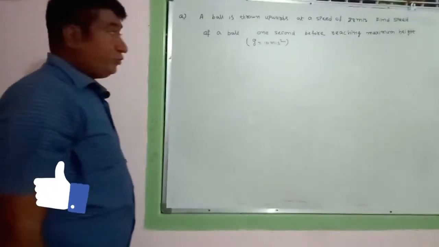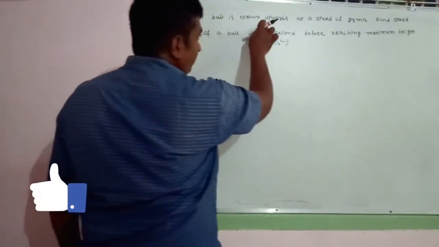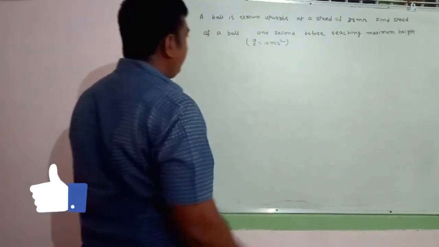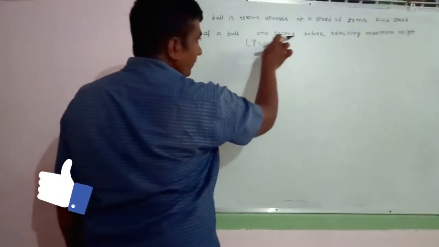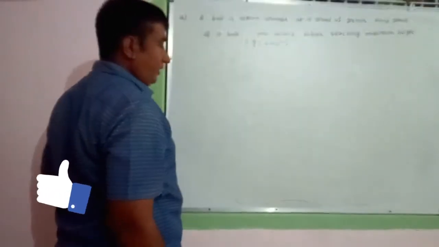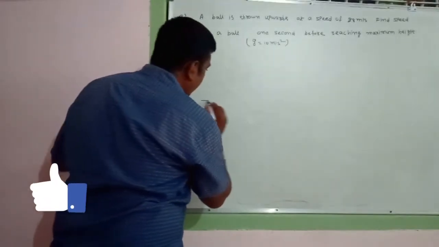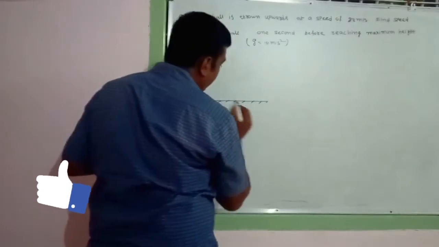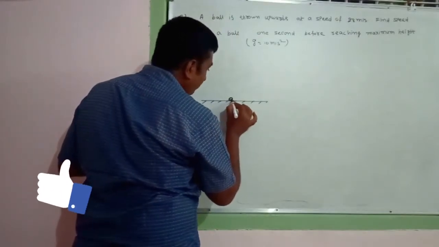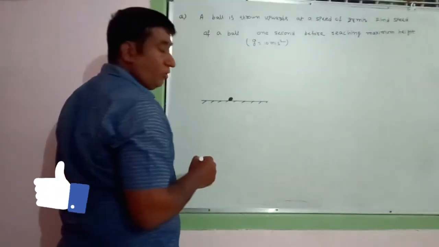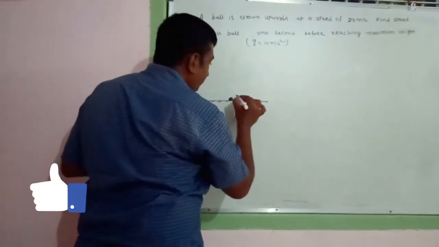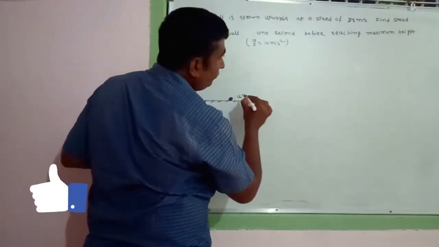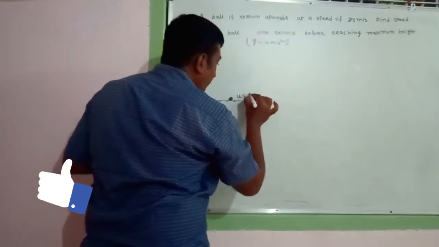Okay, next question. A ball is thrown upwards at a speed of 28 meters per second. Find the speed of the ball 1 second before reaching maximum height. So here I have taken a ball that is thrown upwards. If it is thrown upwards, we have to apply some velocity, which is nothing but the initial velocity, u equals 28 meters per second.